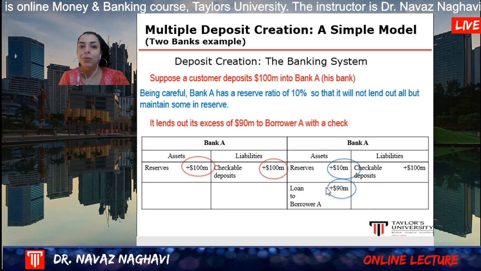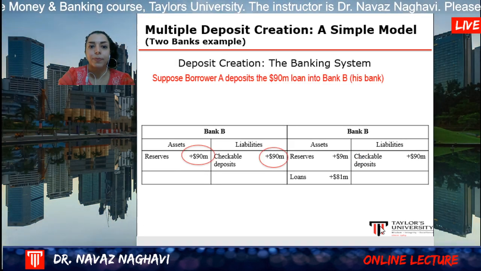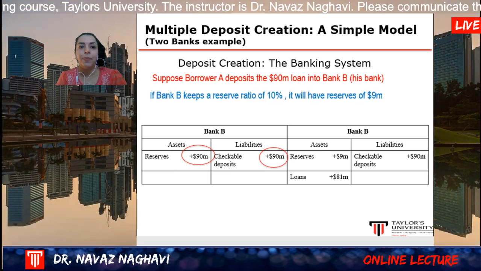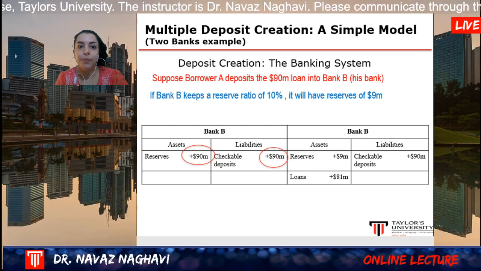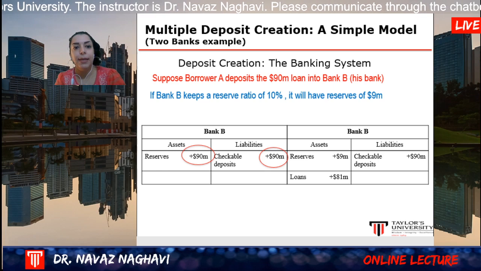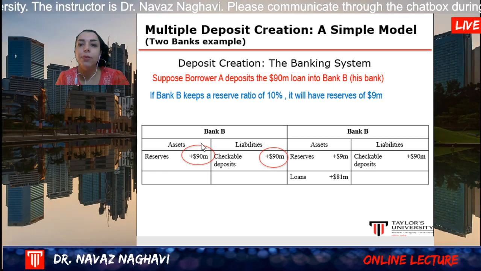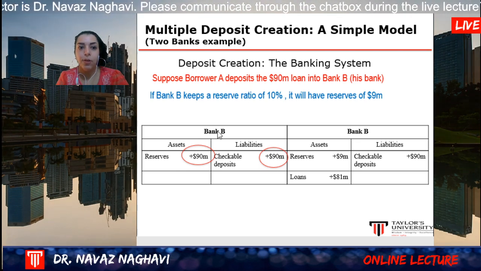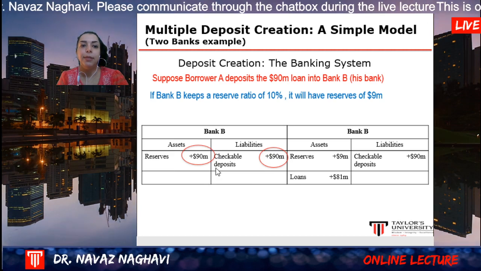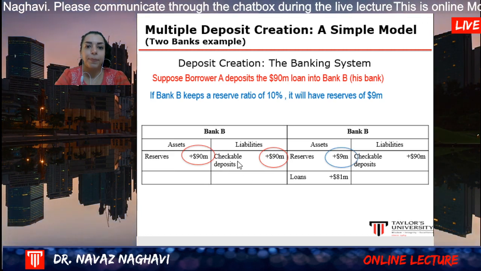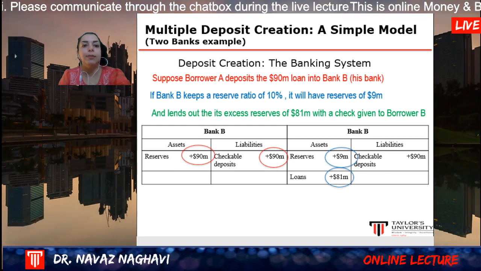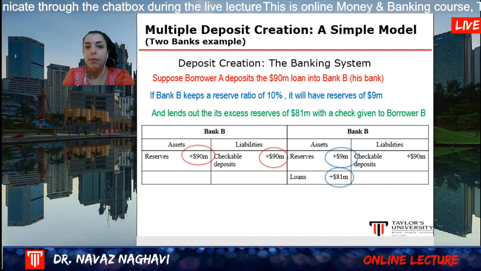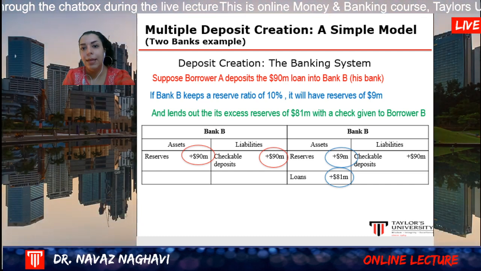So now with the loan, what will happen? These 90 units, the person has received a loan. What the person is doing, for example, person A has received a loan, is bringing it to bank B. So the 90 units they have received as a loan, this person is depositing in bank B. So what will happen? The reserve is going to increase by 90 units as an asset of bank B, and the liability is a checkable deposit equal to those 90 units.